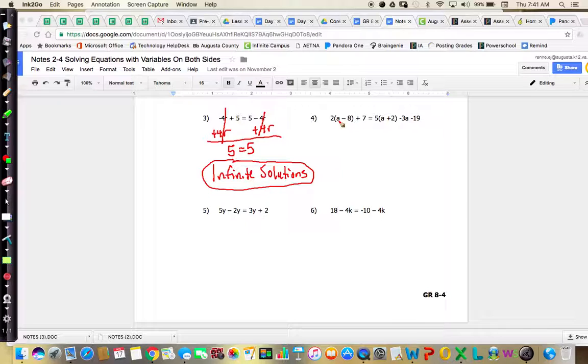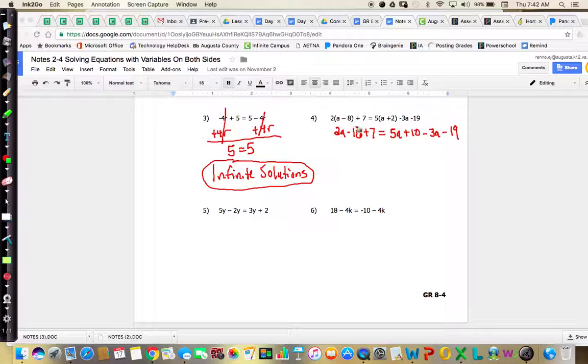We have some distributive property, and then we also can't forget about what comes after it. So we've got distribute, the 2 times a is 2a. We've got a minus sign, and 2 times 8 is 16. And we've got plus 7 equals 5a plus 10, because 5 times 2 is 10. And then we've got minus 3a and minus 19.